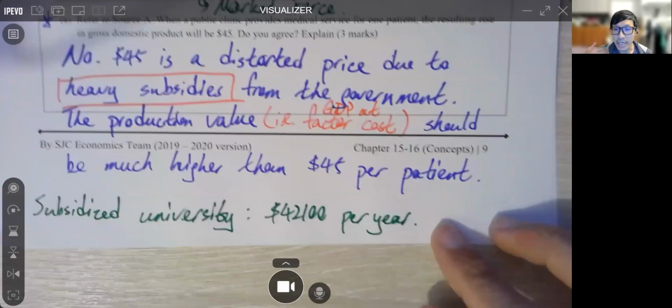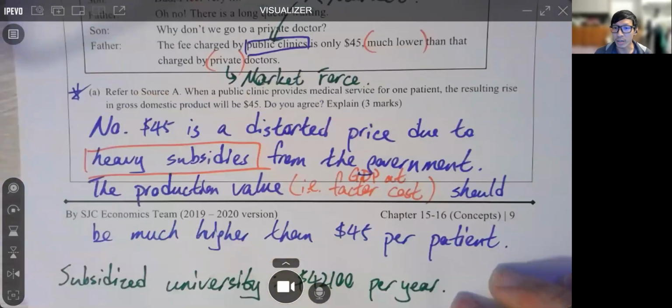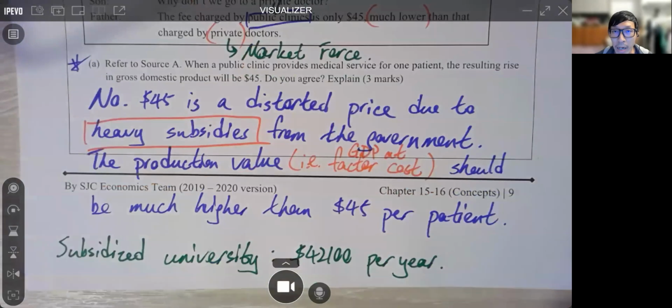Okay, so now that we understand the difference between GDP at market price and GDP at factor cost, in the next 4 videos we are going to talk about the 2 approaches to calculate GDP and the respective past paper questions. Okay, see you very soon in the next 4 videos then.